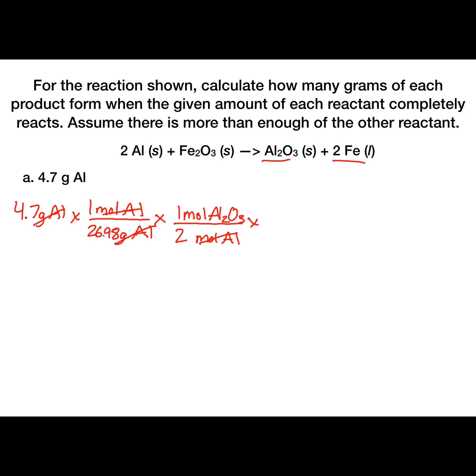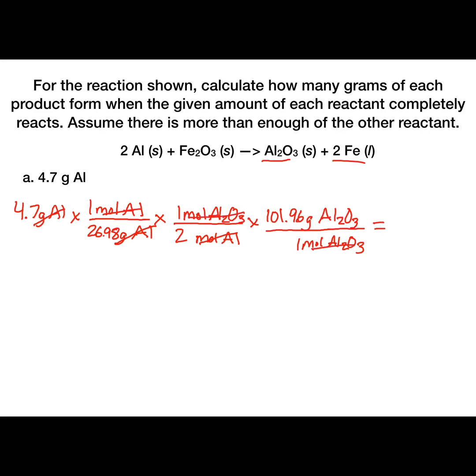Now to do this, we need to find the formula mass. So we use the formula mass equation. So aluminum has a mass of 26.98 grams. So we do 2 times 26.98 plus 3 times 16, which is 101.96. So we have 101.96 grams of our first product here in 1 mole. Our moles cancels out and we're left with grams.